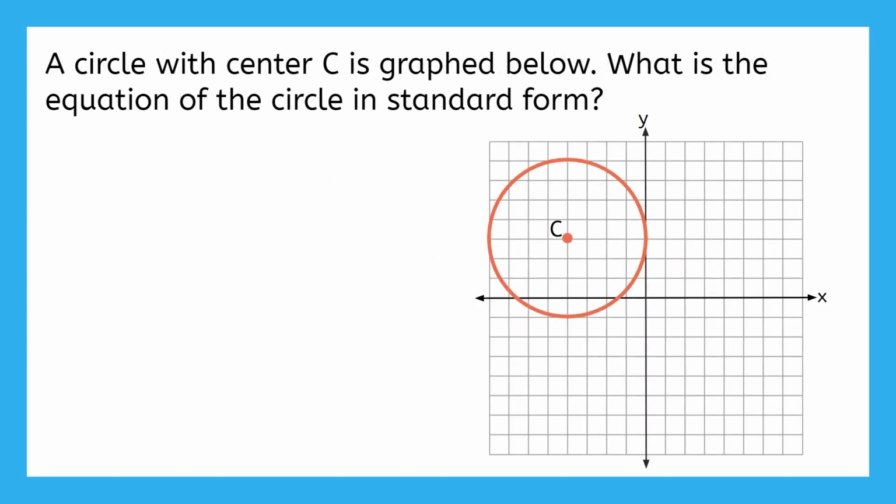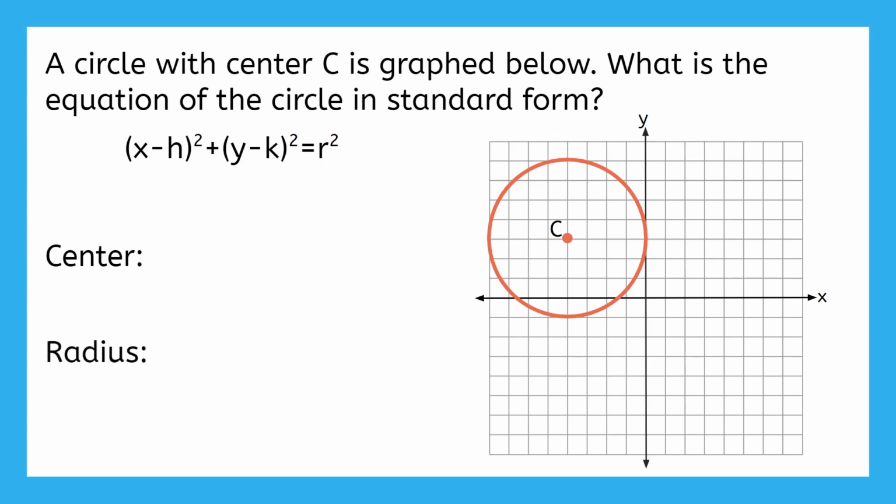Our first example asks, what is the equation in standard form of the circle shown on the graph below? We also have a graph of a circle. To write its standard form equation, we're going to need the coordinates of its center and the length of its radius. We were told that the center is point C. So what are its coordinates? Point C is at -4, 3.